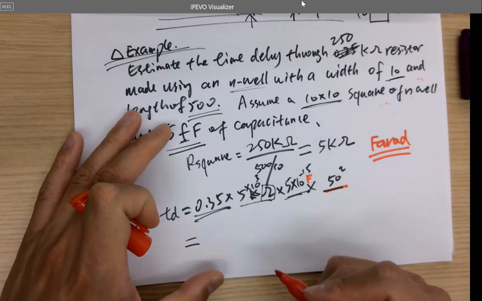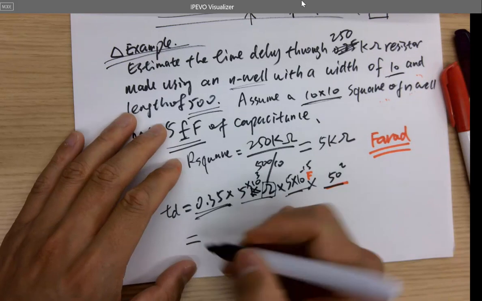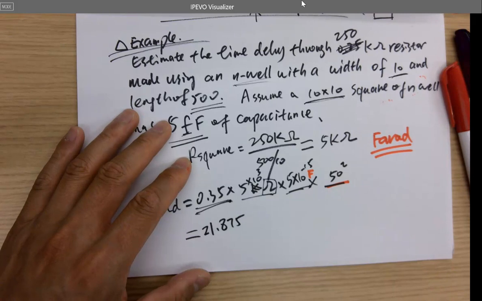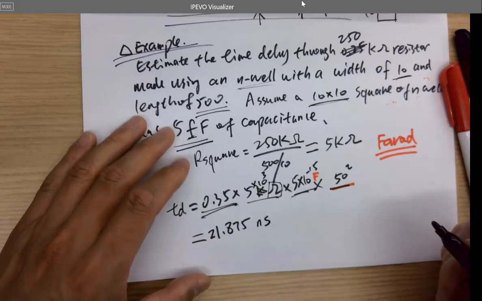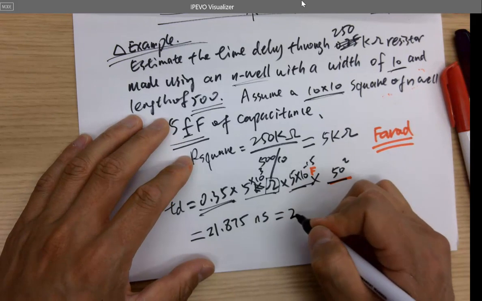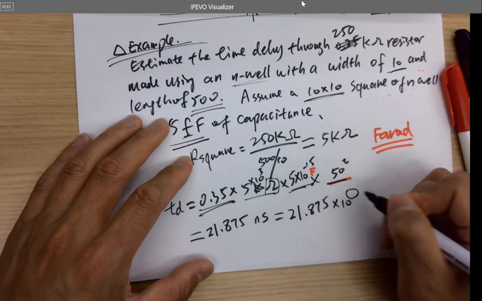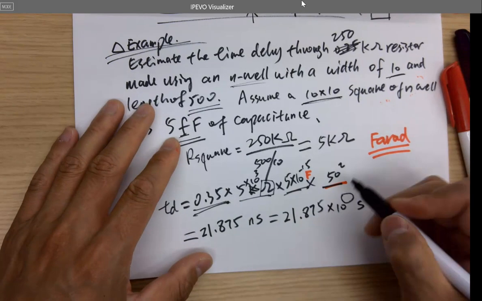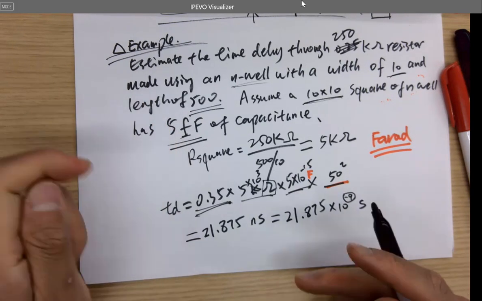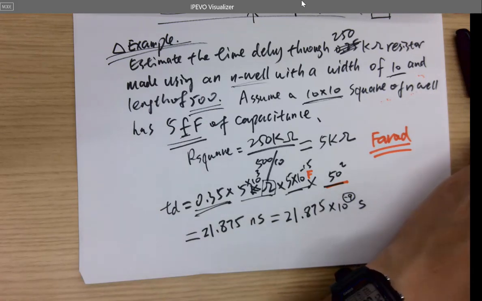Pieces, maybe? So eventually the calculated number is 21.875 nanosecond, or 21.875 times 10 to the what second? Equal 9. Okay. Any questions by far?